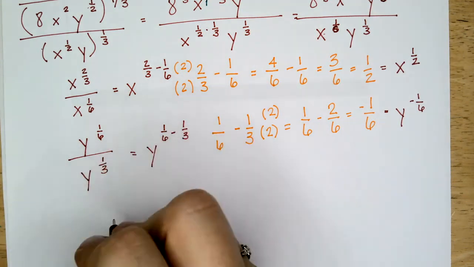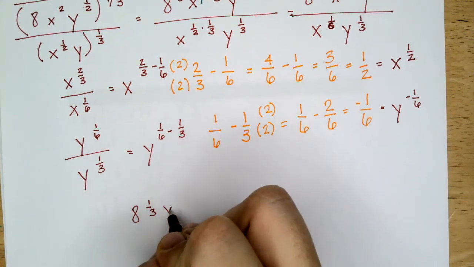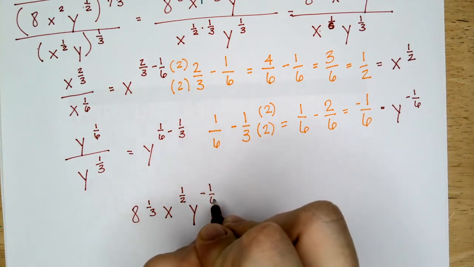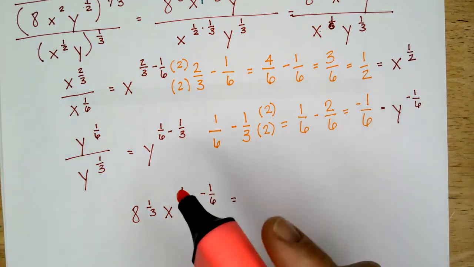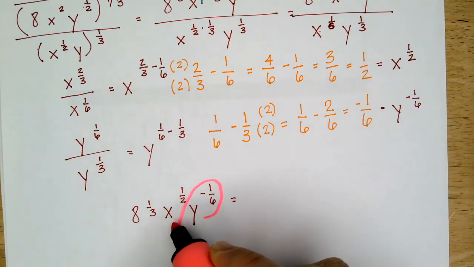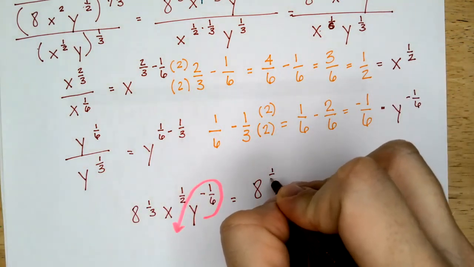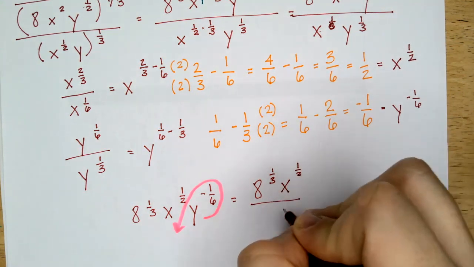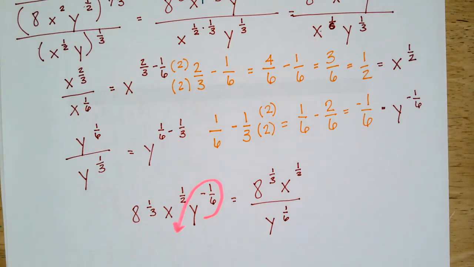Okay, so now I have 8 to the 1/3, x to the 1/2, y to the negative 1/6. The only thing I need to change now is that this y can't be negative. So I'm going to change it to 8 to the 1/3, x to the 1/2 over y to the 1/6. Good.